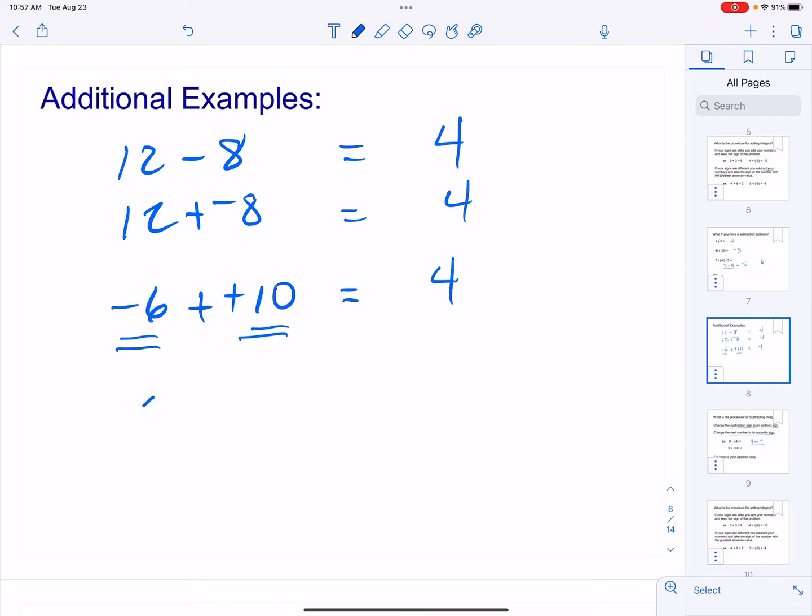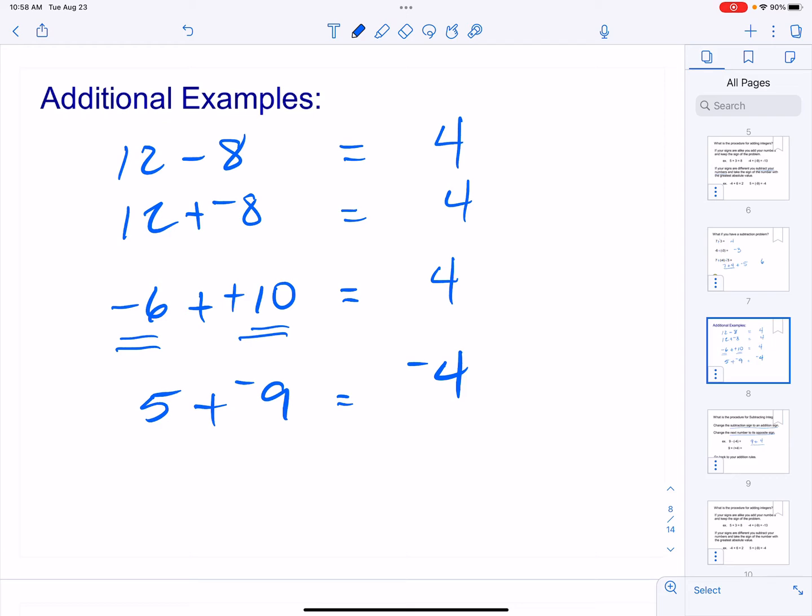Okay, now what about this one? 5 minus 9. Okay, so on this one, if I had 5, could I take away 9? No, I could not. So I change subtraction to addition, next number to its opposite. And now I go back to my addition rules. Signs are different, so I subtract. 9 take away 5 gives you 4. Now, what kind of 4 is it going to be this time? This time, since my 9 is farthest away from 0, it's got the greater absolute value, it's going to be a negative 4. And obviously, in all those examples, I like the number 4.